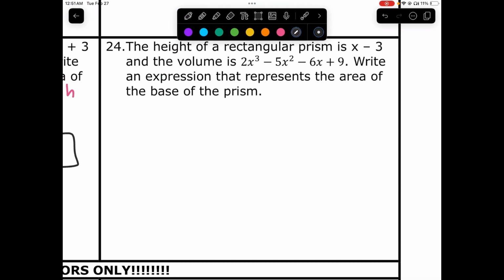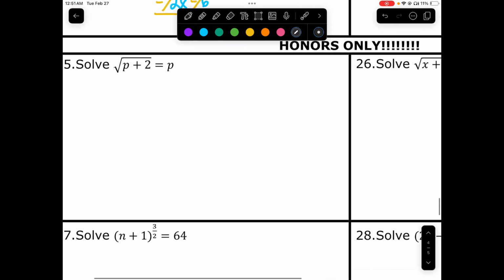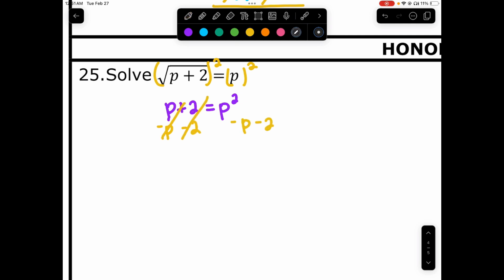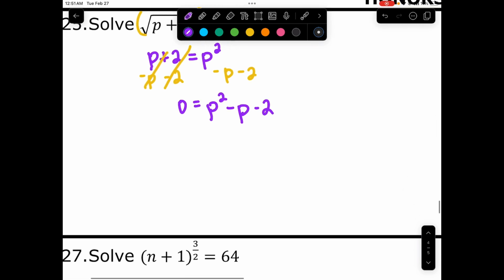At this point, if you are not in honors, you can go ahead and stop the video. Honors, here we go. We're going to solve this by squaring both sides to get rid of that square root. Now we have a quadratic. That'll leave us with 0 equals p squared minus p minus 2. Is that factorable? I really hope so. Yeah. So p minus 2 times p plus 1.